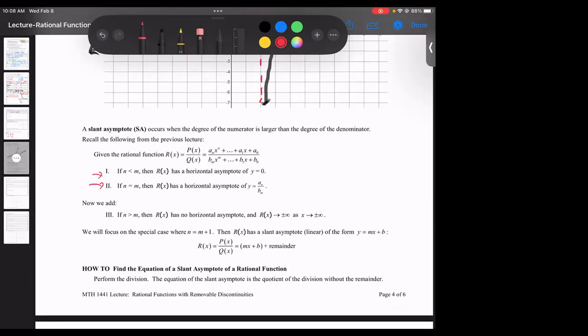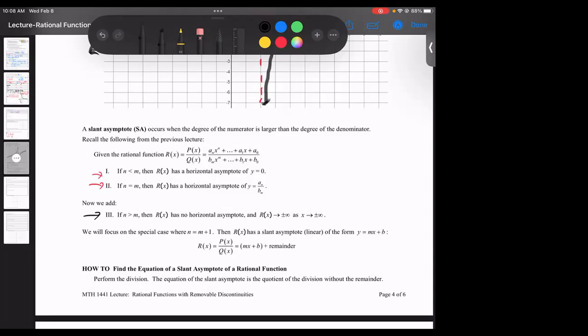What happens if the numerator degree is just larger than the denominator's degree? Remember what I said last time. There's no horizontal asymptote, but there will be a slant asymptote. So that will be the third case. I use black here. Third case.